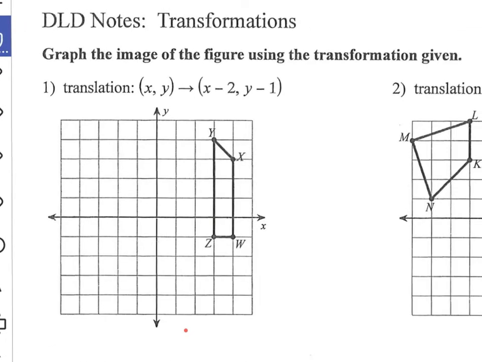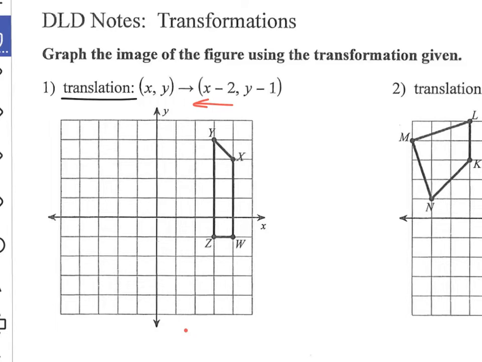It says, let's translate. So we're doing a translation. So we're sliding our figure x minus 2 units, y minus 1 unit. So recall that your x controls left or right. X minus is the same as adding negative. And think about your number line. Negatives are on the left side of 0. So x minus means we are going to go left 2.